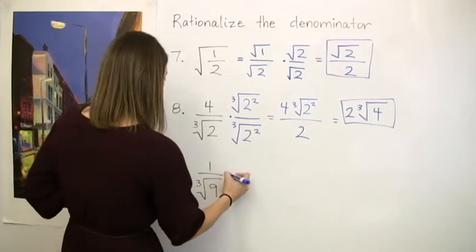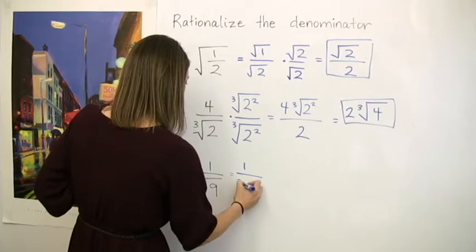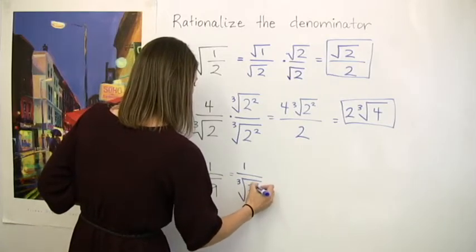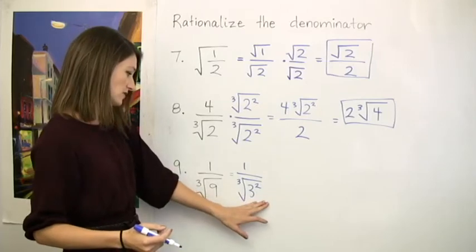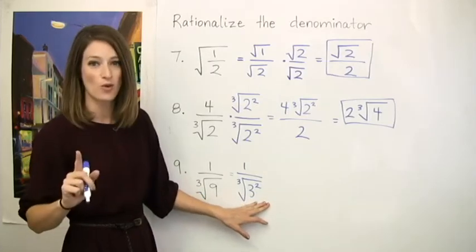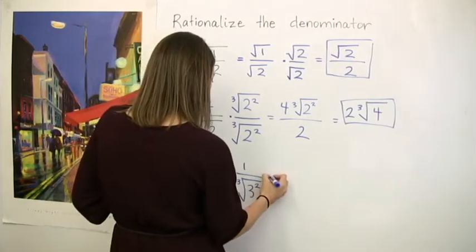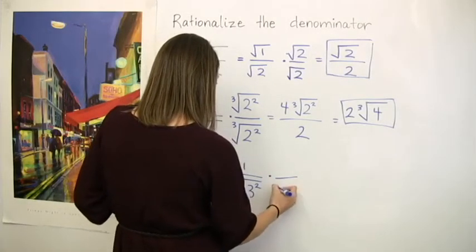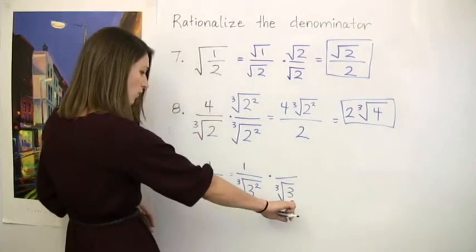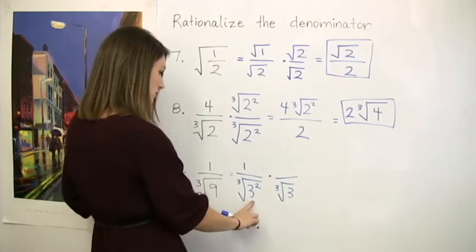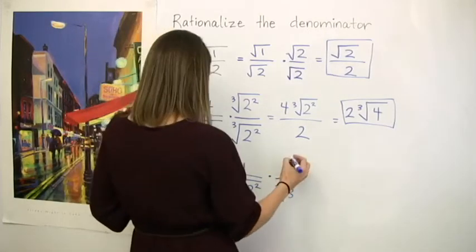So we could rewrite this as 1 over the cube root of 3 squared, because 3 squared equals 9. So we have 2 factors of 3 here. We need 1 more in order to make it a perfect cube. So let's multiply the top and the bottom by the cube root of 3. That's 1 more 3, 1 more factor to multiply to this, in order to make it a perfect cube underneath that radical sign.